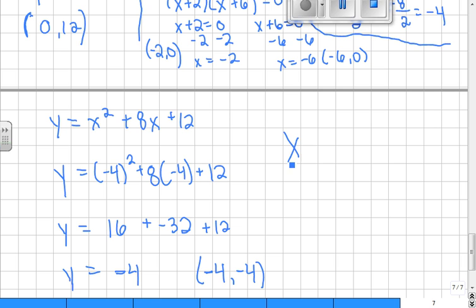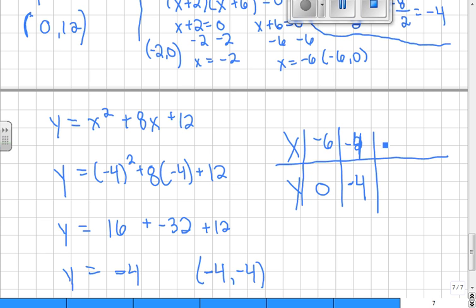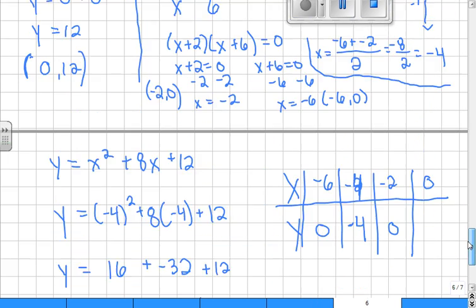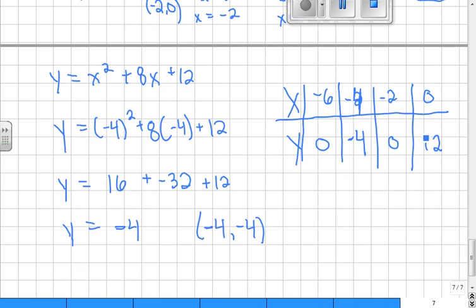So let's make a quick table of our x and y values. We found out that when x is negative 6, y is 0. When x is negative 4, y is negative 4. When x is negative 2, y is 0. And when x is 0, what was y? Y was 12. So we made the table that it asked for. Just cleaning that up.